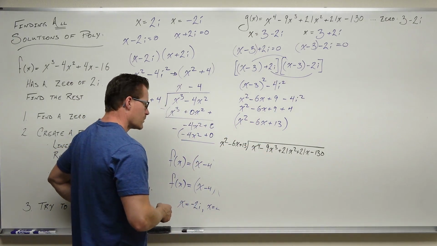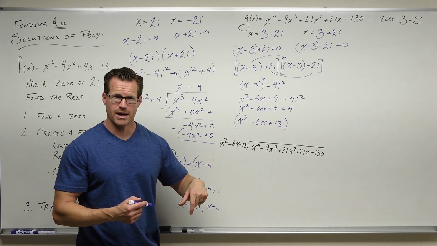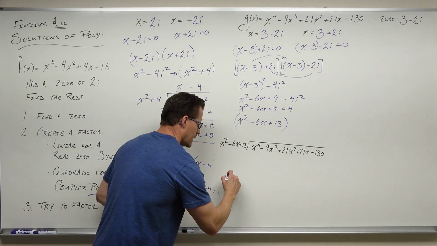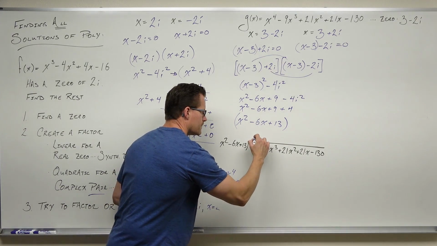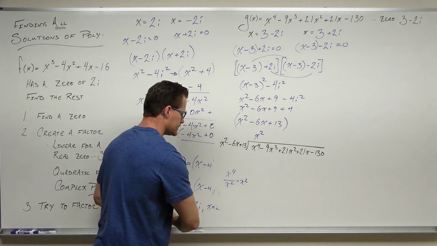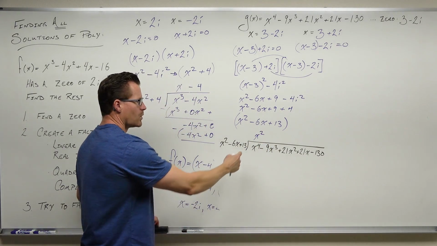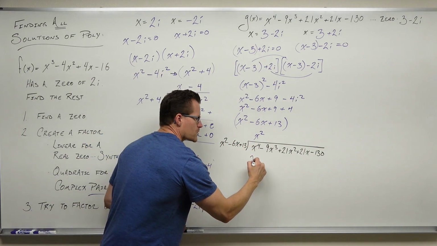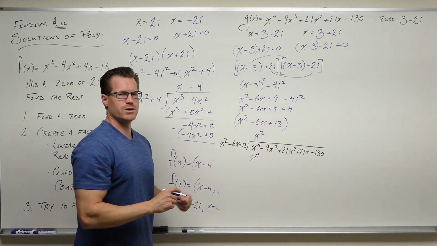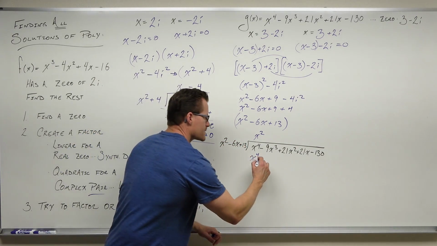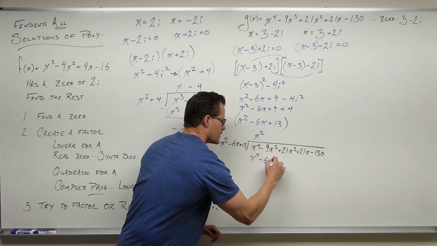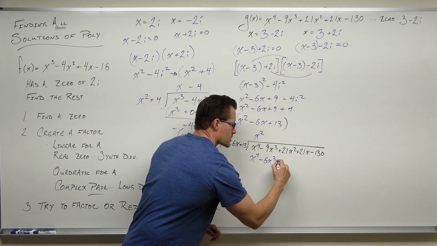So when we start dividing, we're going to take x to the fourth divided by x squared. X to the fourth over x squared gives us x squared. So when we multiply, we're going to distribute. Your first term should always be the same when you distribute. If not, you've chosen the wrong thing. X squared times negative 6x is minus 6x to the third, and then plus 13x squared.